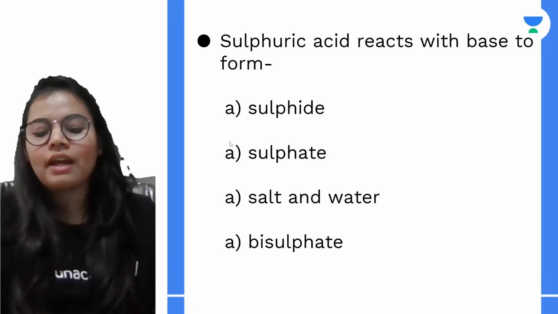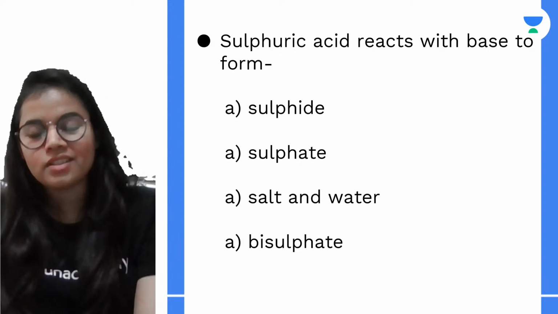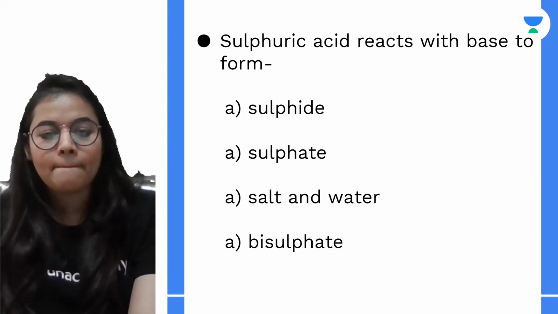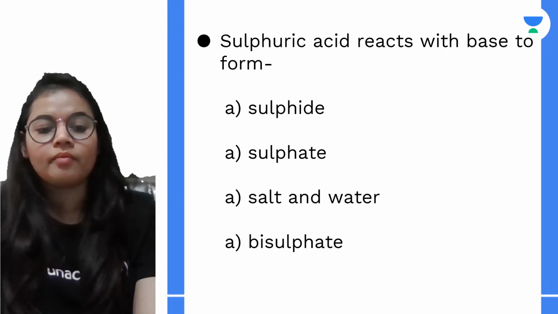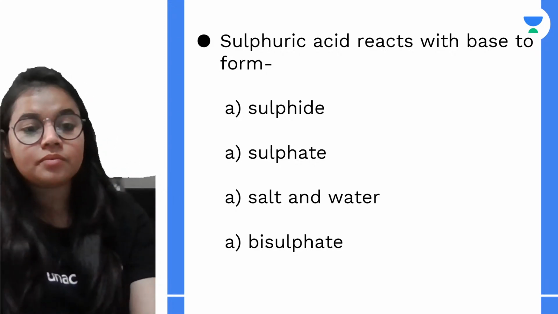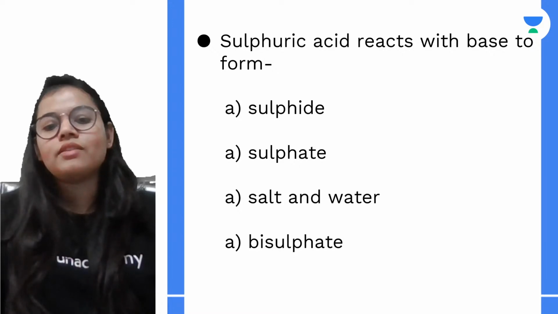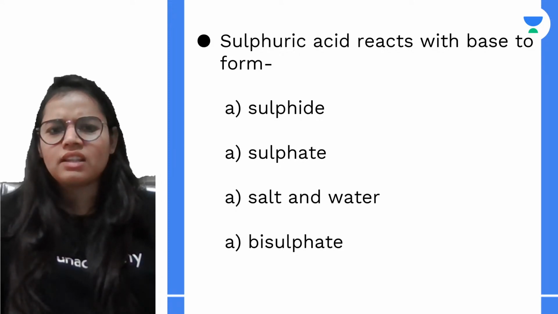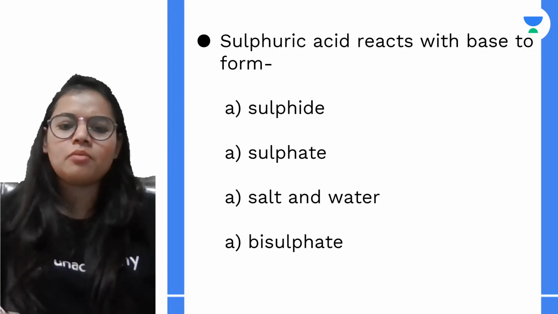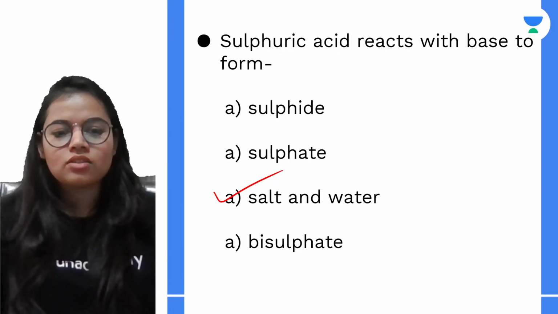Next, sulfuric acid reacts with base to form dash. अच्छा, ये तो किसी का wrong होना ही नहीं चाहिए. The easiest question of all. Correct Kamakshi, correct everyone. Tell me, what does it react and form? And what do we call this reaction as? When an acid and base reacts to form salt and water. Okay, that is the correct answer. What this reaction is known as?